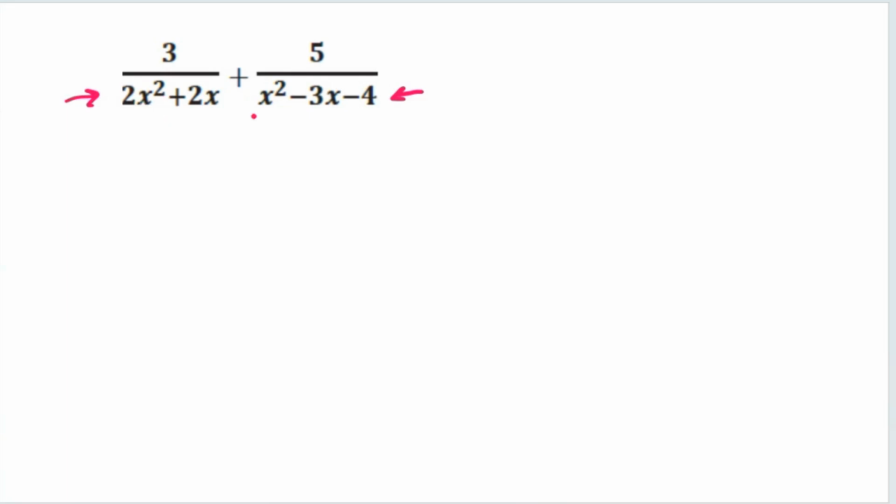So if I look at the first denominator, I notice that both terms here have a 2x. So I can factor that out as our greatest common factor. 2x times x gets you 2x squared. 2x times 1 is 2x. So I have factored the first denominator. Then I'm going to move on to my second denominator.